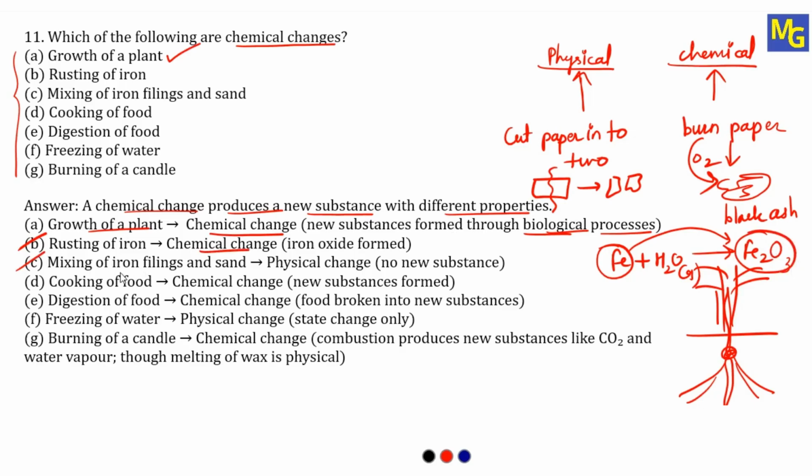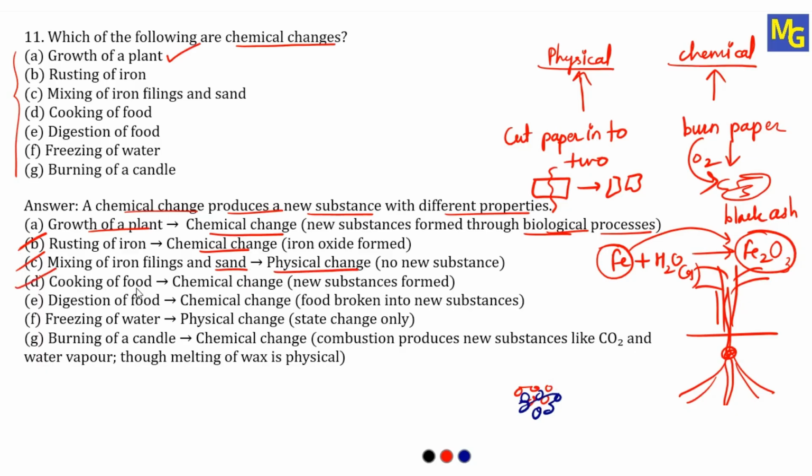Next is mixing of iron fillings with sand. So iron fillings we are going to mix with the sand. These iron fillings we are not going to react with the sand, just we are mixing them together. We can easily separate them by physical methods by using some magnetic separation method. That's why this is coming under physical change.